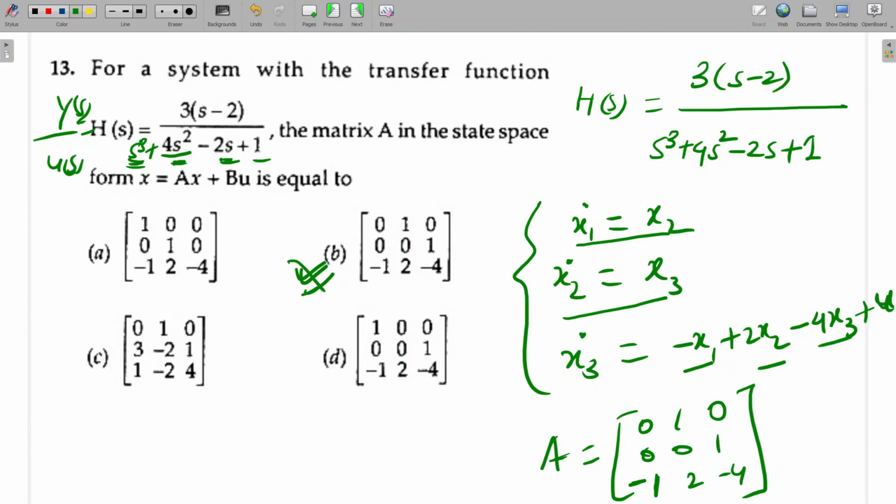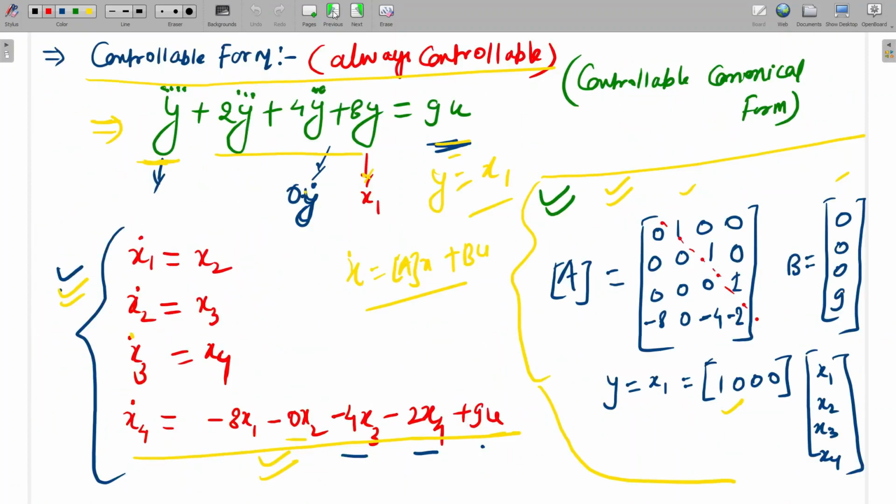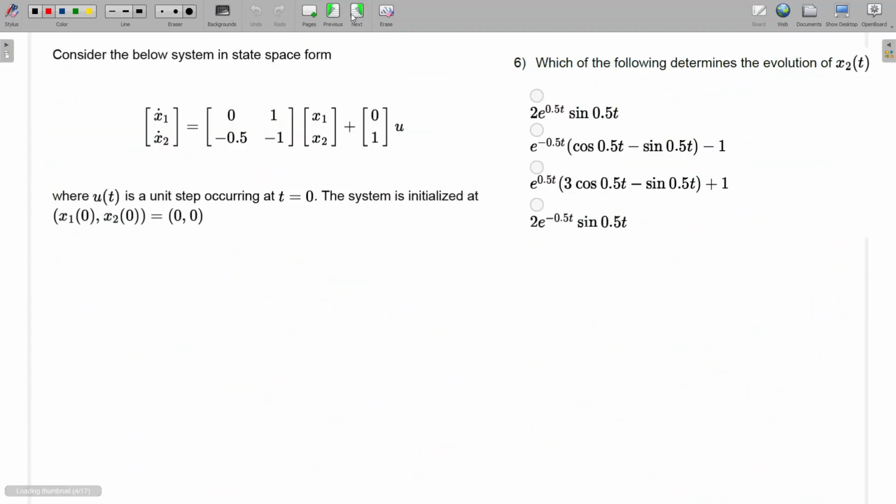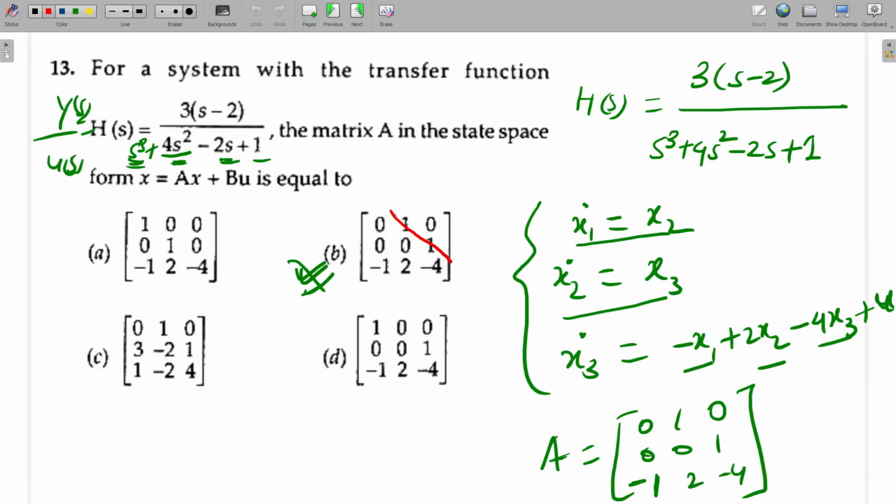So if this kind of 1 1 will come, this will be controllable form. Already I have explained earlier. Yes, sir, canonical form. Canonical controllable form. If the transpose of this one will be there, then that will be observable form. So if the question is like this, whether it will be controllable or observable, it will be controllable, and this B is the correct option. Is it clear to all?